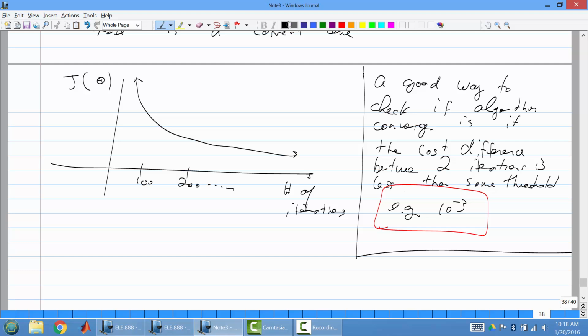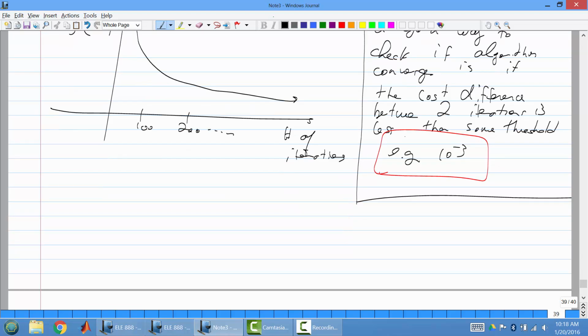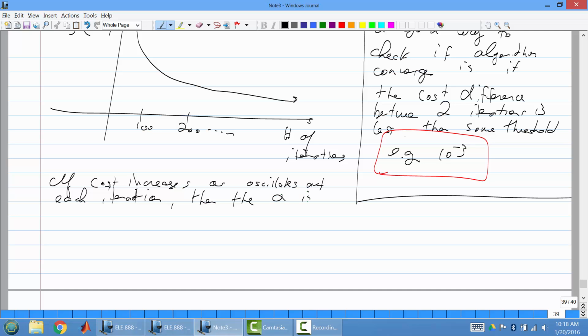All right. So if the cost increases or oscillates at each iteration, then the alpha is wrong. Choose another one.